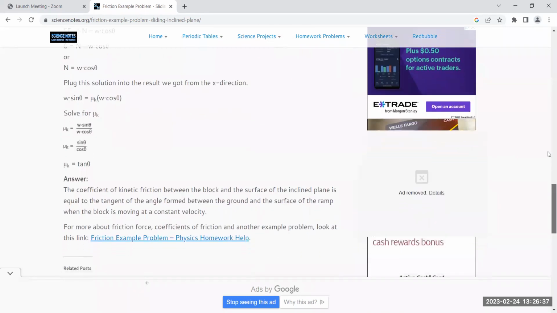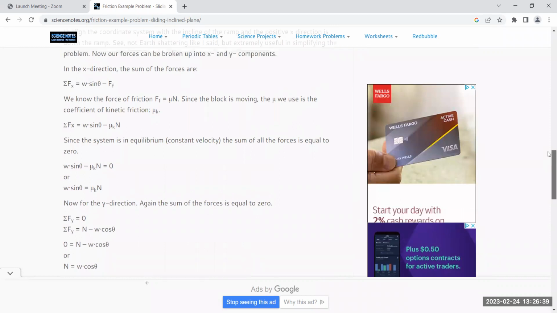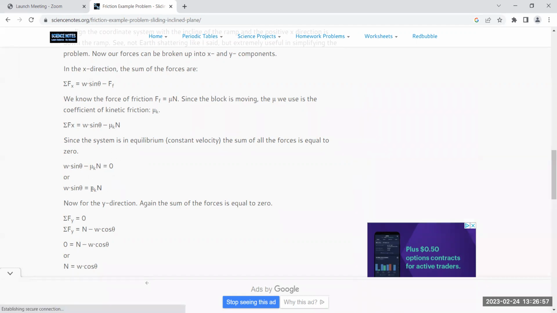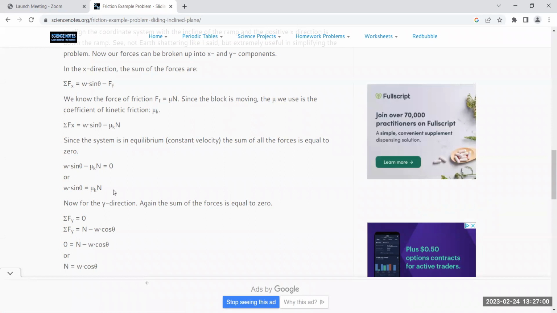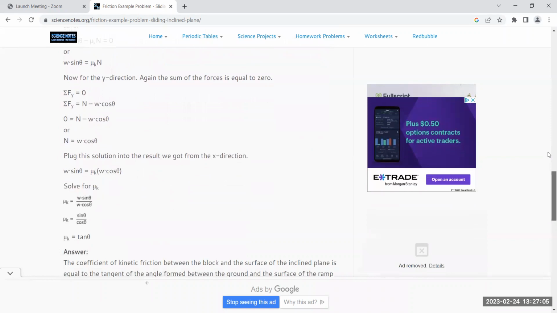If the thing's in equilibrium, then those two forces have to cancel. So we can say, because those forces cancel, the mu N and the W sine theta, the sum of those has to be zero. Since the sum of those is zero, do some algebra, and we find that W sine theta equals mu sub K N. We know what N is, so we plug it in, and we get this: W sine theta equals mu sub K W cosine theta.